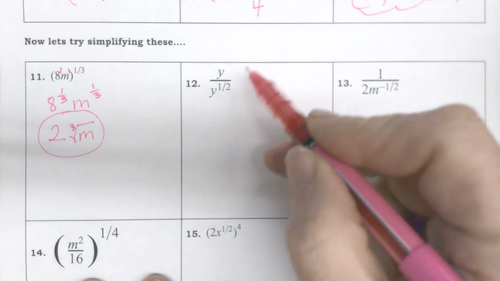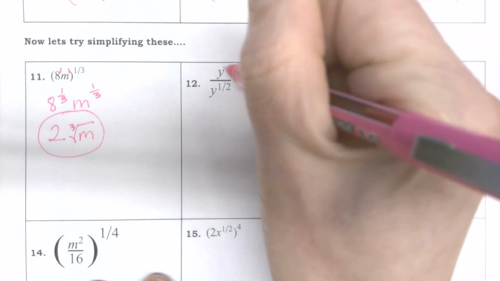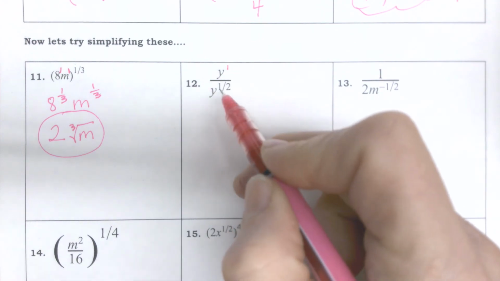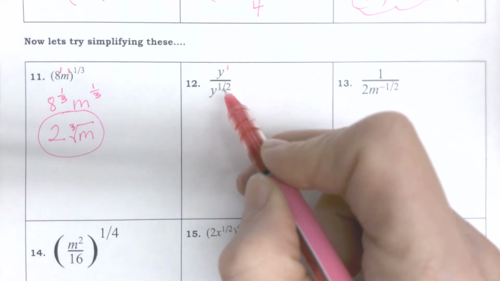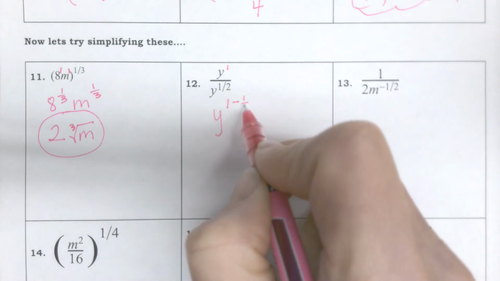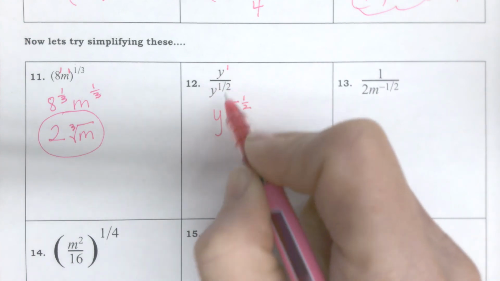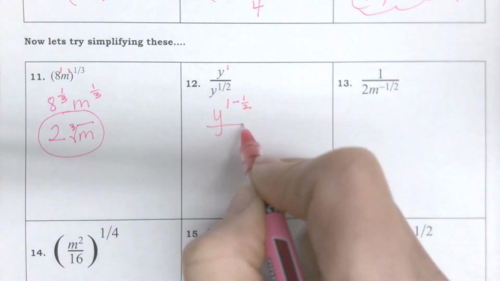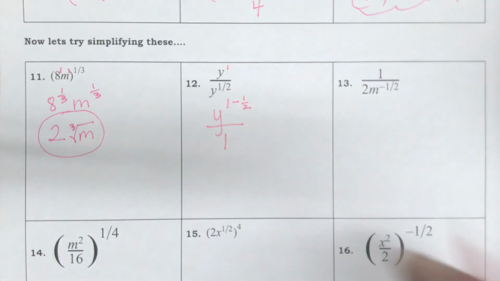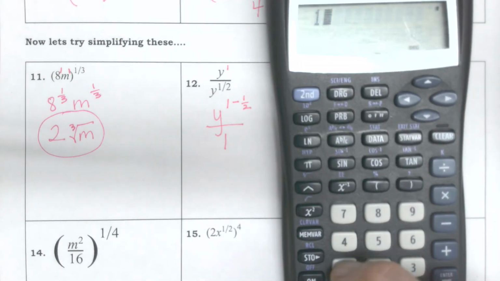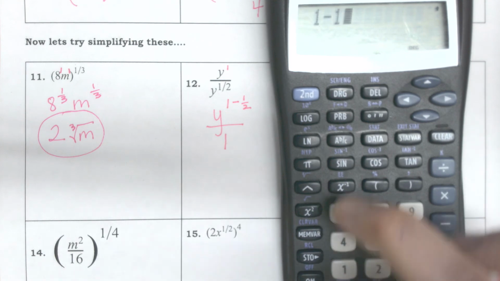All right, next, remember when we have stuff on the top and the bottom, where are there more? How many more is how I like to do it. 1 is more than 1/2, so I'm going to do y to the 1 minus 1/2 power. Where are there more? How many more? There are more on the top, so I took everything off the bottom. I'll replace it with a 1. So when I do that subtraction, again, it's 1 minus 1/2.